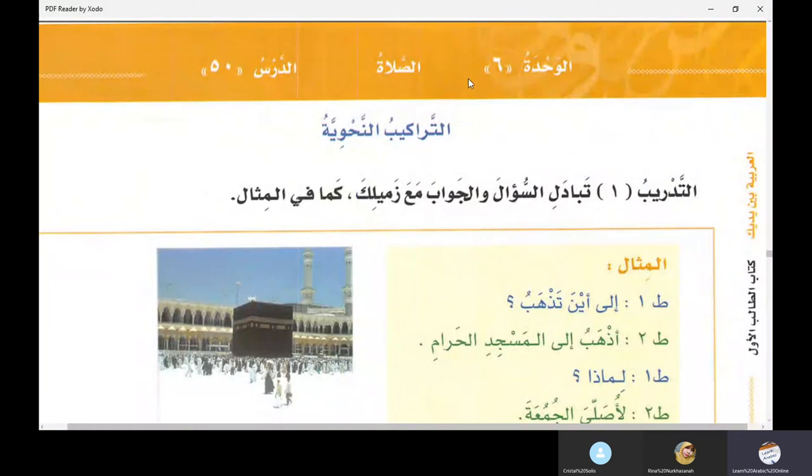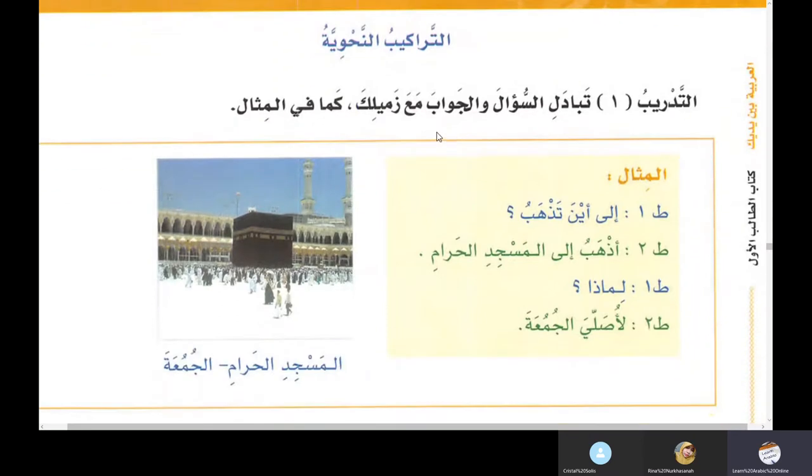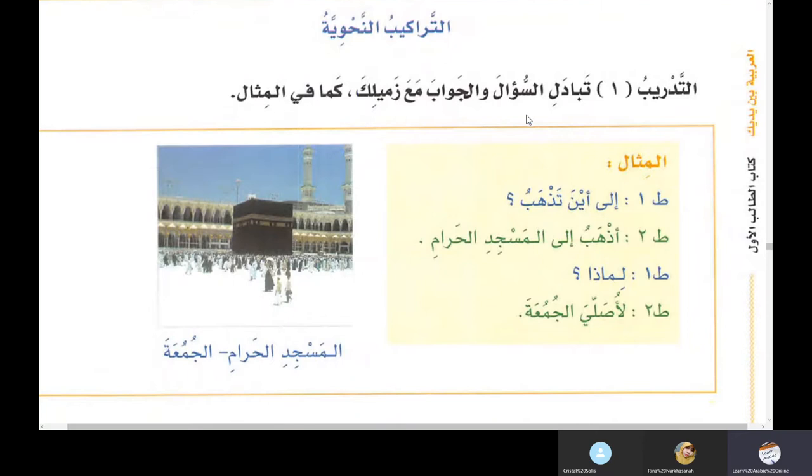Next we have the sixth unit, as-salah, the fifty-second lesson, grammatical structures. The first exercise: exchange the question and the answer with your colleague, as in the example. The example. First student: ila ayna tazhabu, where are you going? Second student: azhabu, I am going, ila al-masjid al-haram, to the Masjid al-Haram. First student: limaza, why? Second student: li usalli al-jumu'a, to pray the Jumu'ah. Okay.